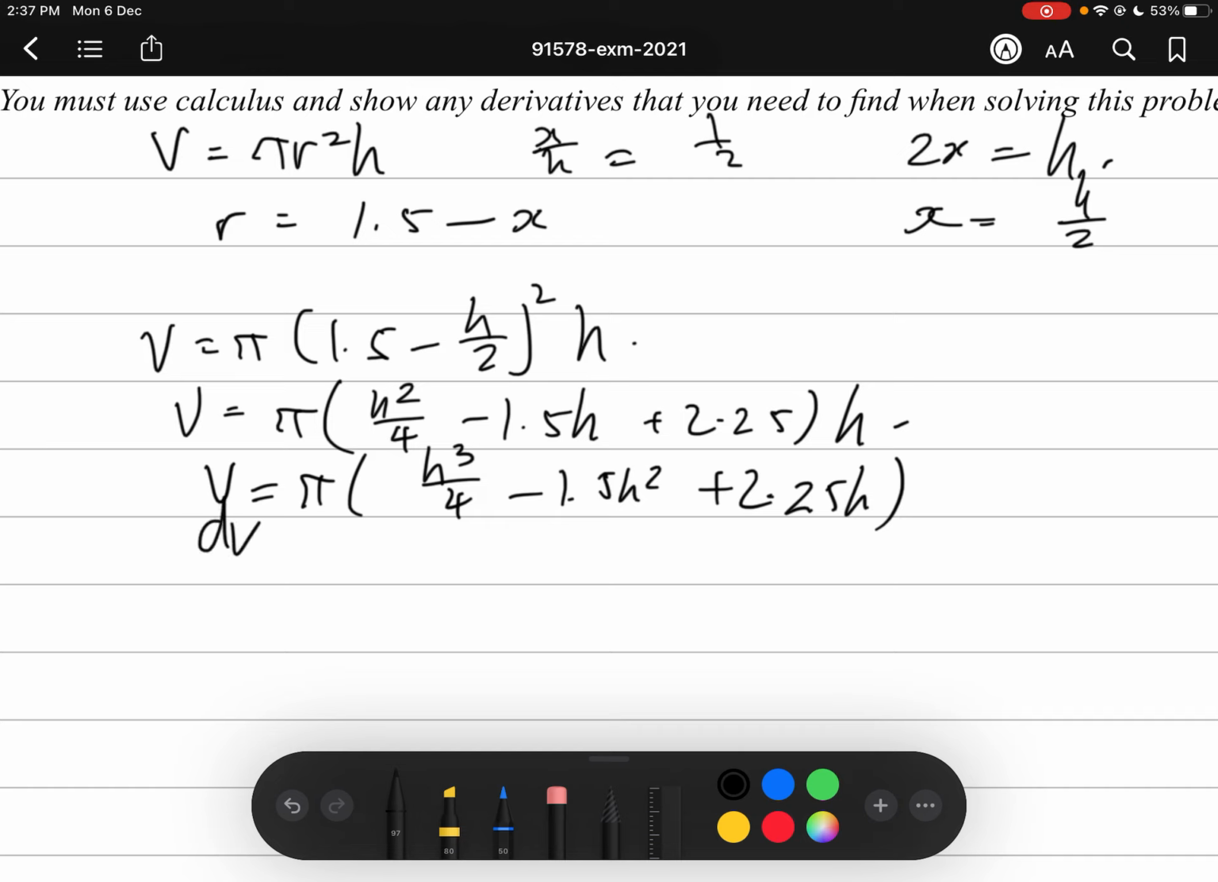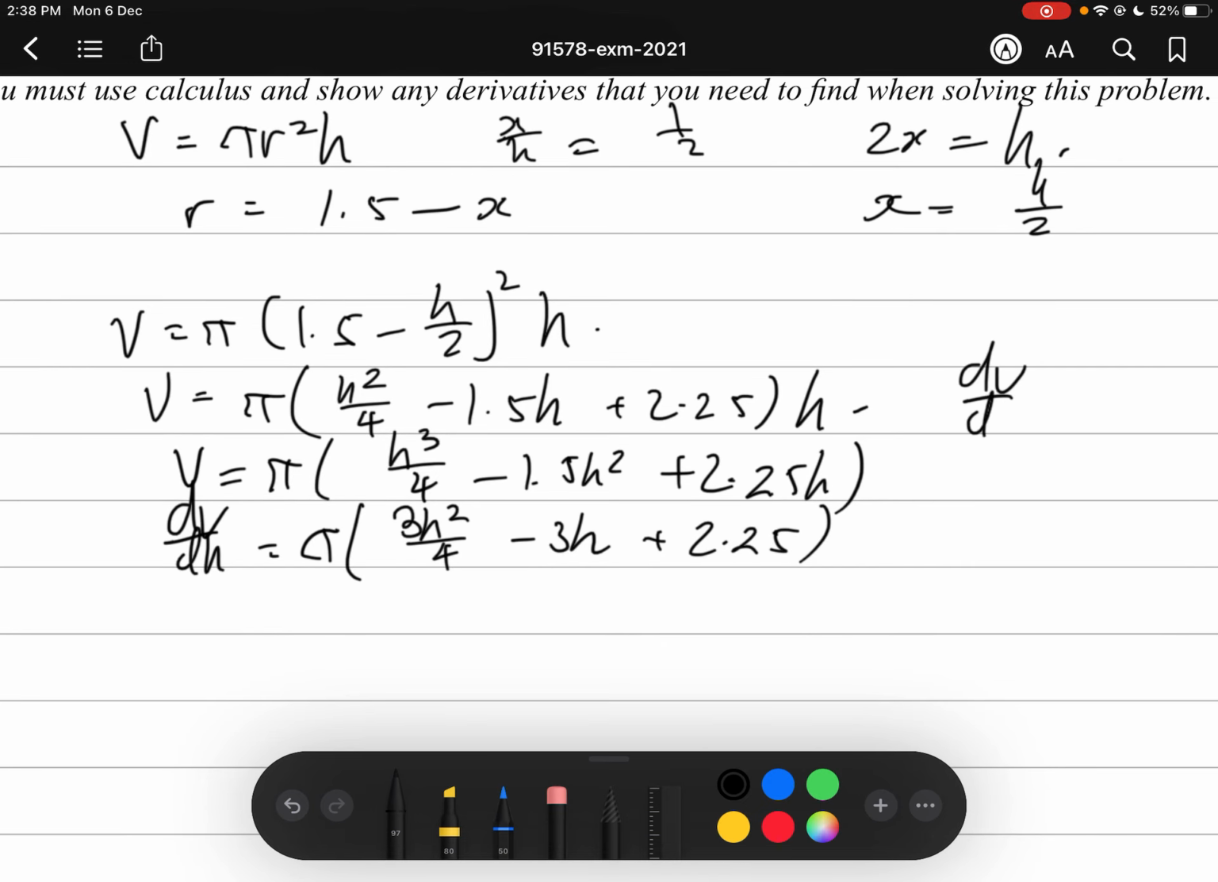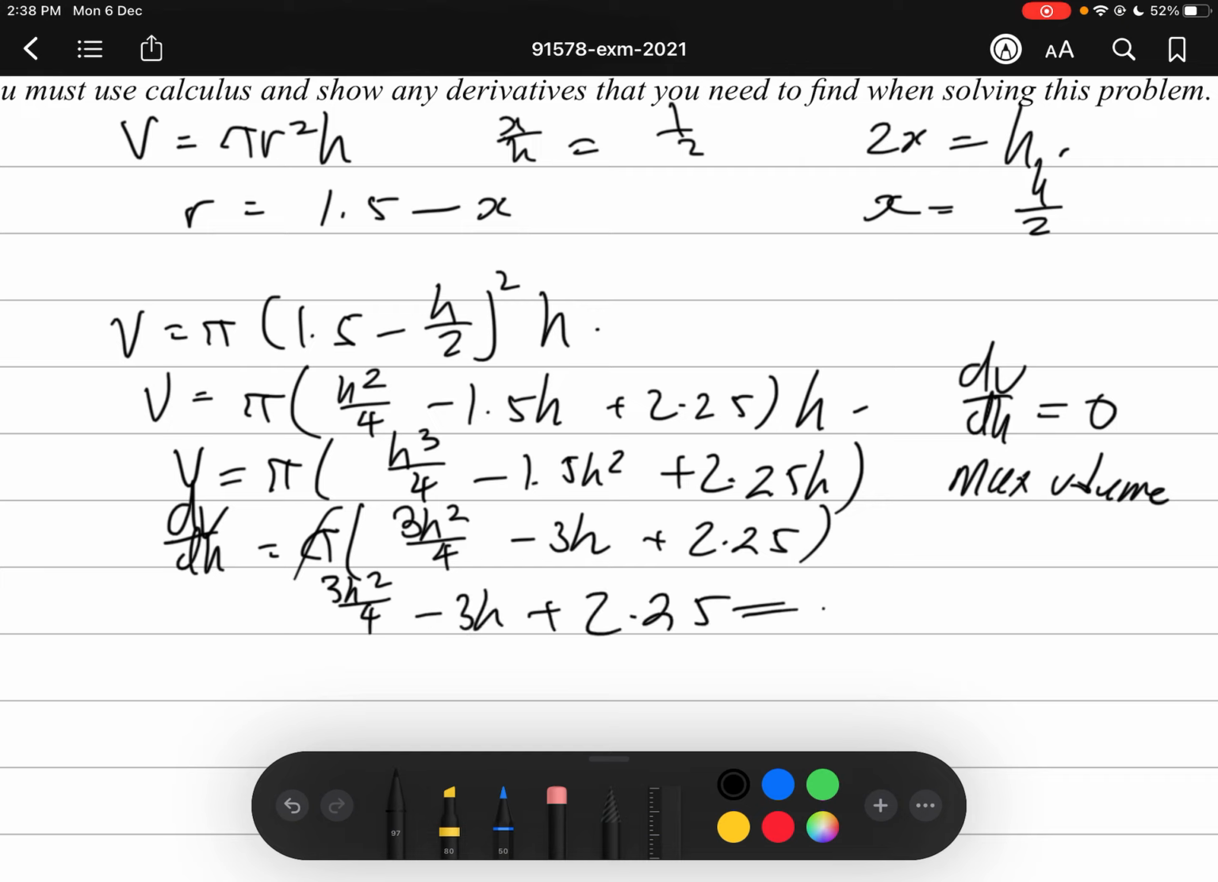Alright, so now we can find dV over dh. We can just leave the pi outside since it's a constant, and then we differentiate everything inside with respect to h. So h cubed becomes 3h squared over 4, negative 1.5h squared becomes negative 3h, and we get plus 2.25. Alright, so we know dV over dh equals 0, and that's for the maximum volume. So since dV over dh is 0, we can just ignore the pi here, and we just have 3h squared over 4 minus 3h plus 2.25 equals 0.